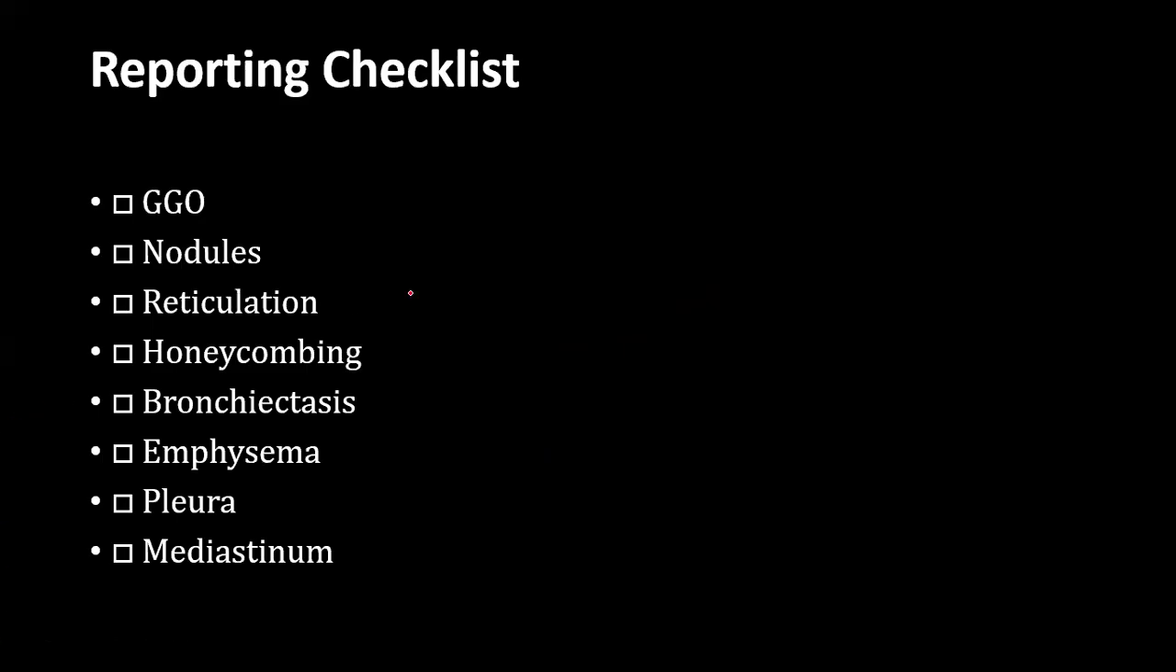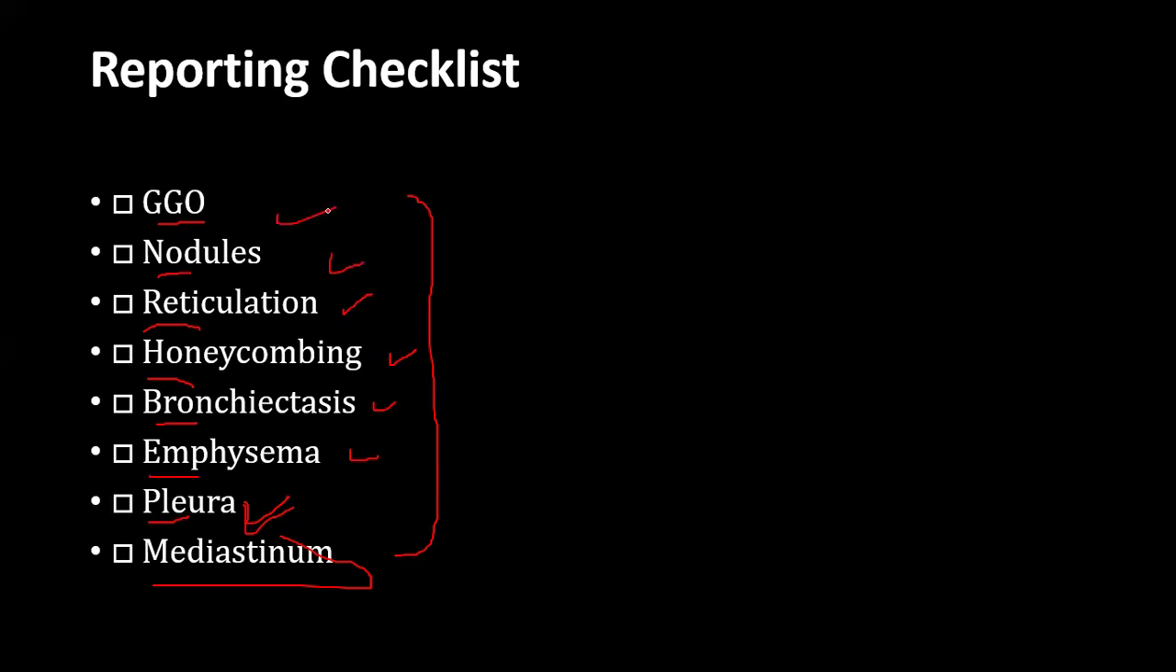Now, this is again the reporting checklist of all those diseases which were previously discussed in detail. Ground glass opacities, you have to comment on, very much important; nodules, reticulations, honeycombing, bronchiectasis, emphysema, pleural thickening, pleura. You have to comment if there is any pleural effusion, right? And mediastinum, you have to comment on the mediastinum, look for any lymph nodes, any fibrosis. Look for pleural thickening, effusion, emphysema, all types of bronchiectasis, all types of honeycombing, reticulation, fine or coarse, you have to comment on, right? Nodule formation, you have to comment on. Ground glass opacity is very much important.